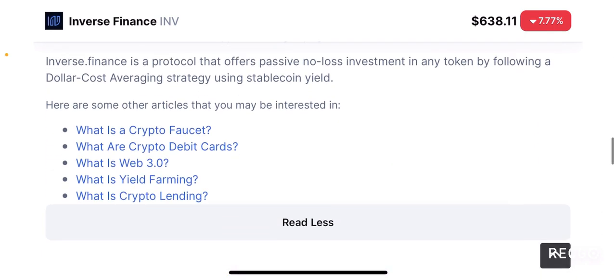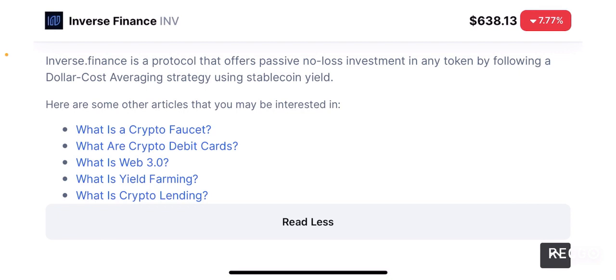So when it comes to CoinMarketCap's website, it seems like there's not a lot of information apart from just one sentence that explains what Inverse Finance is. So let's see what they say. Inverse.finance is a protocol that offers passive no loss investment in any token by following a dollar cost averaging strategy using stablecoin yield. So when it comes to Inverse Finance, it's a protocol that offers passive no loss investment.